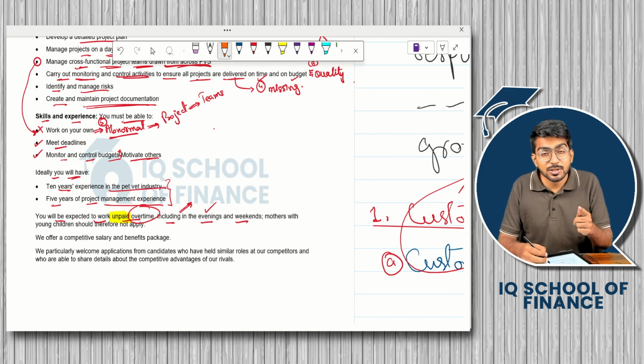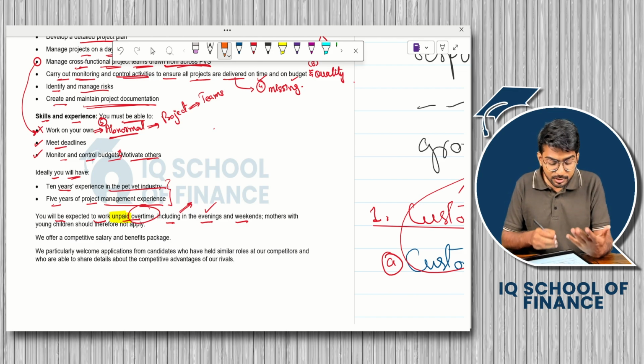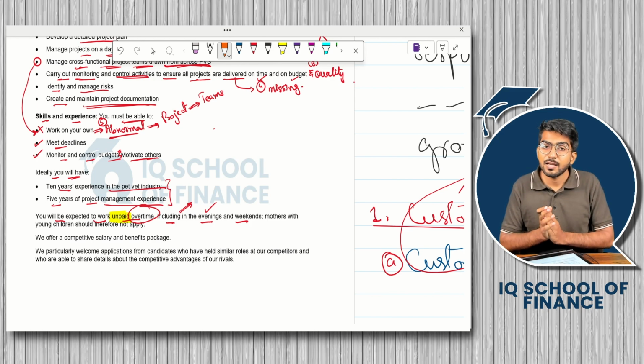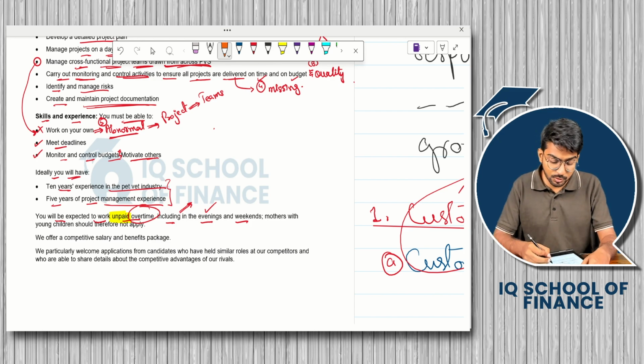Even if you somehow manage to get the project manager, that project manager would not be appropriately qualified, would not be appropriately experienced, right? Because obviously the person who is qualified, who has the experience, why would that person be working on weekends, on evenings? Why would that person be doing unpaid overtime? This is not possible.